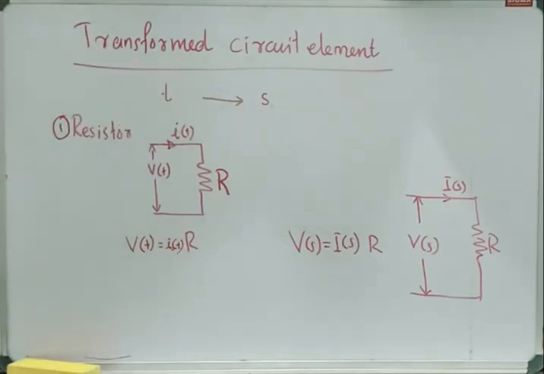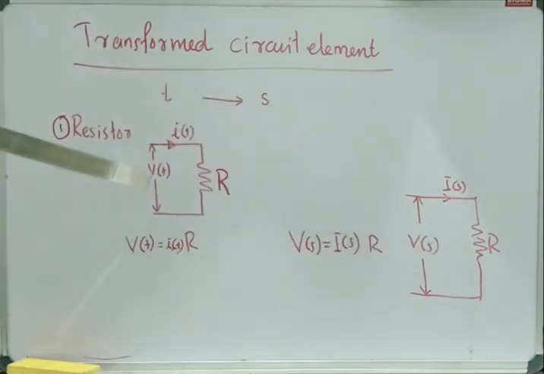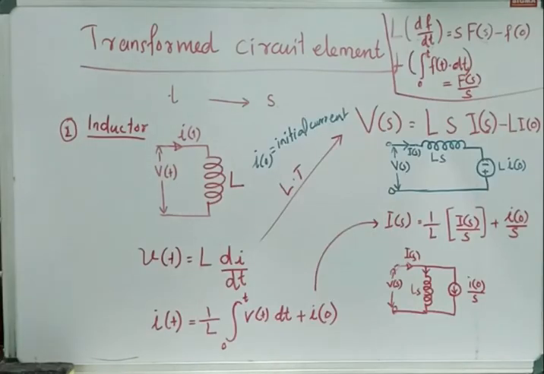So, as a resistor is a static device, its value won't change in the S domain equivalent circuit also. The value is still R. But V of t becomes capital V of s and I of t becomes capital I of s. Next circuit element is the inductor.